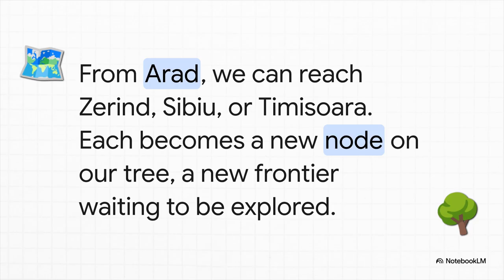And here's a perfect example of how that works. We're starting at Arad. The program looks at the map and says, okay, from here, I can drive to Zerind, Sibiu, or Timisoara. Boom! 3 child nodes are generated. Each of those cities is now a new frontier, a new place to explore from. And the algorithm just keeps doing this, over and over, expanding node after node and growing this absolutely massive tree of potential paths, all trying to find a way to our goal, Bucharest.